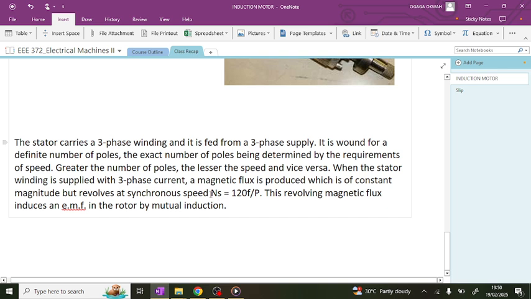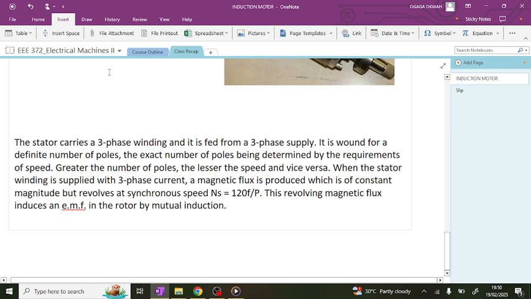Now, you also have to bear this formula in mind. The rotating field of the stator is denoted as ns, the synchronous speed, which is equal to 120 f, where f is frequency, divided by the number of poles. This revolving magnetic flux induces an EMF in the rotor by mutual induction. That's what I'm trying to say here.